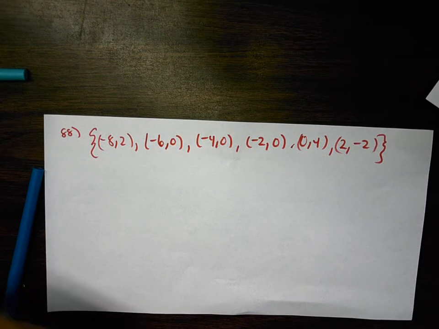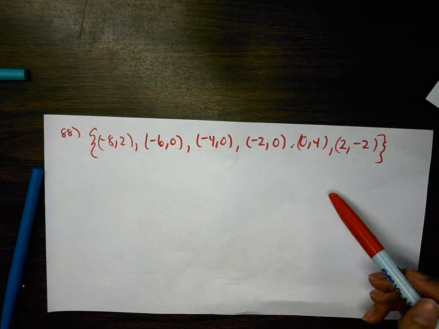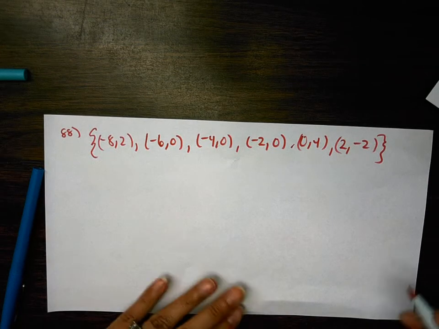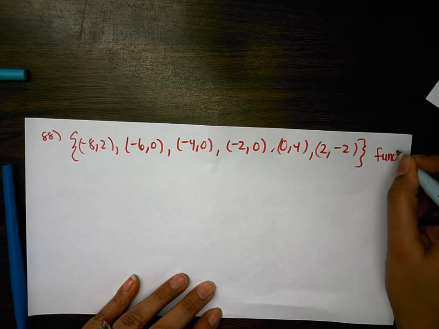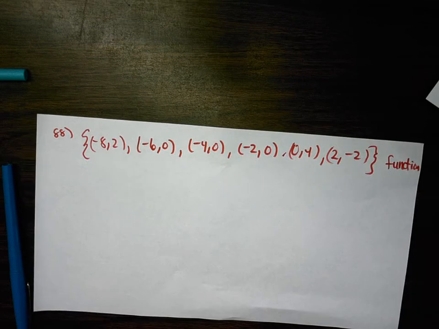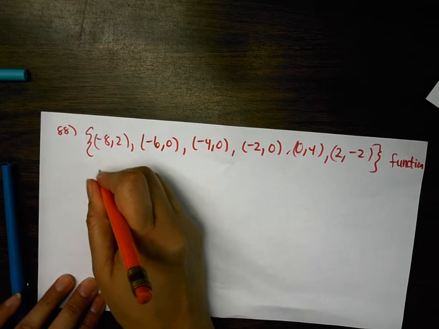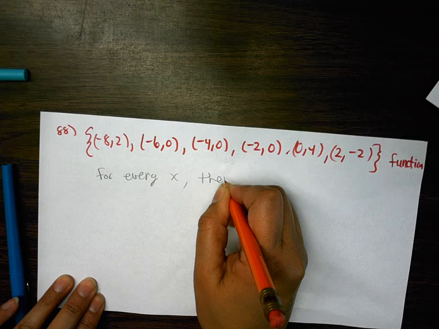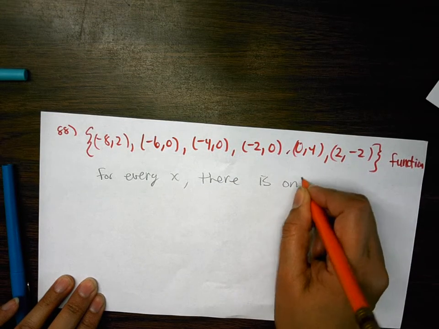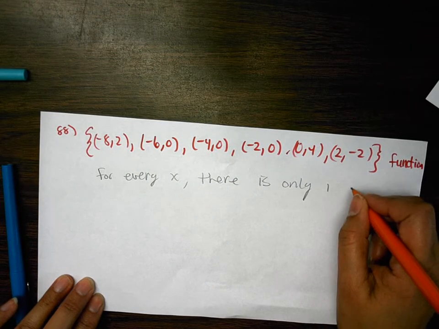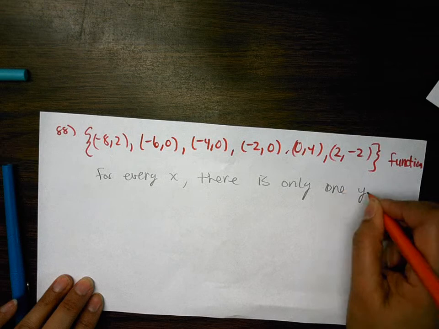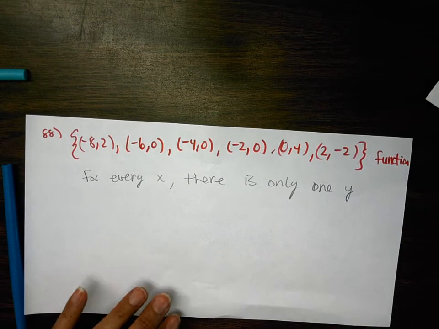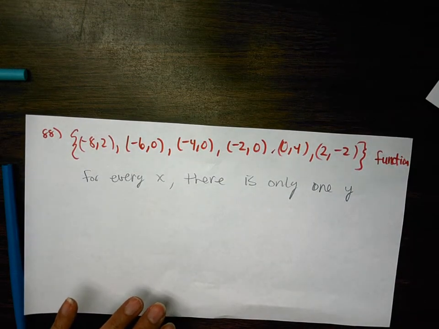Okay. And it's asking on this one, true or false? This set of ordered pairs represents a function. This is a function, true or false. Do you guys remember the definition of a function? Yes, the vertical line test. Do you remember how to say that in words? For every x, there is only what? One y.